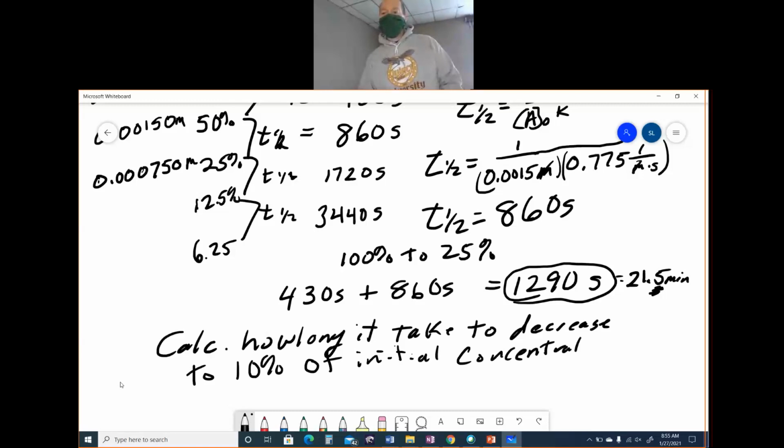All right, so now you cannot use the half-life method. 10% is not part of that. It's 50%, 25, 12.5, 6.25. What you can do, if it's multiple choice, is know that the time is going to be somewhere, when you add those up, we got to add up another 1720, but then even more than that.